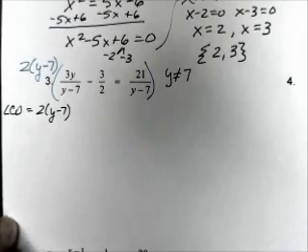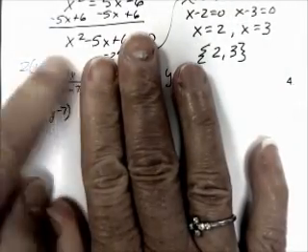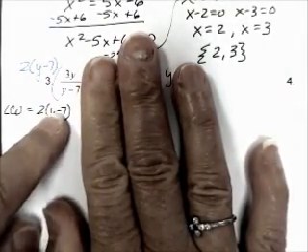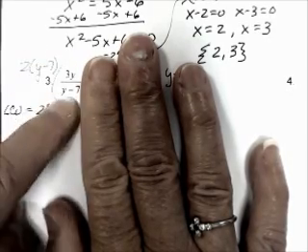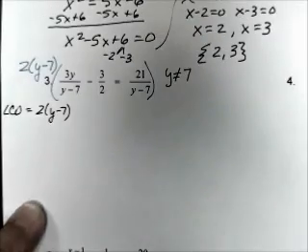So if I take my first fraction, 3y over y minus 7 times 2 times y minus 7, what divides out? The y minus 7s. So we're left with 2 times 3y.